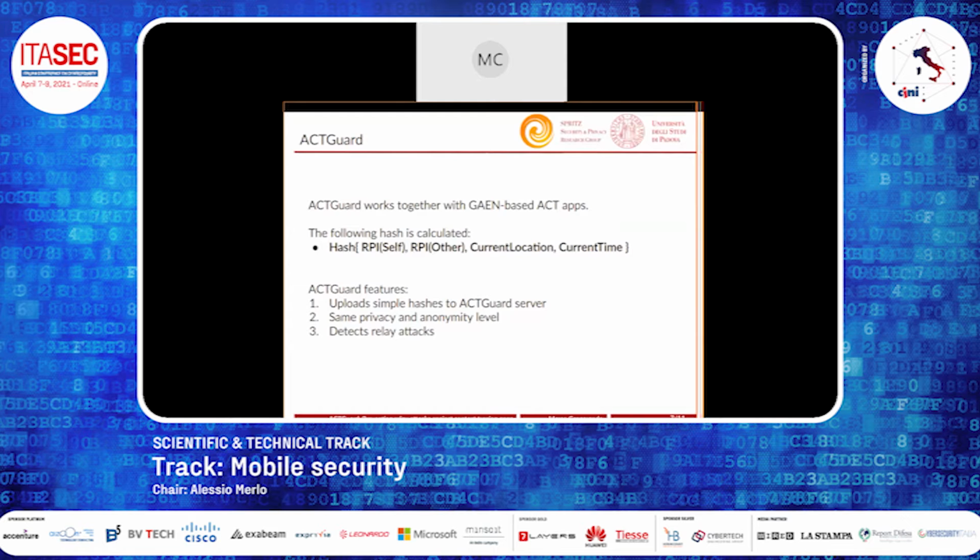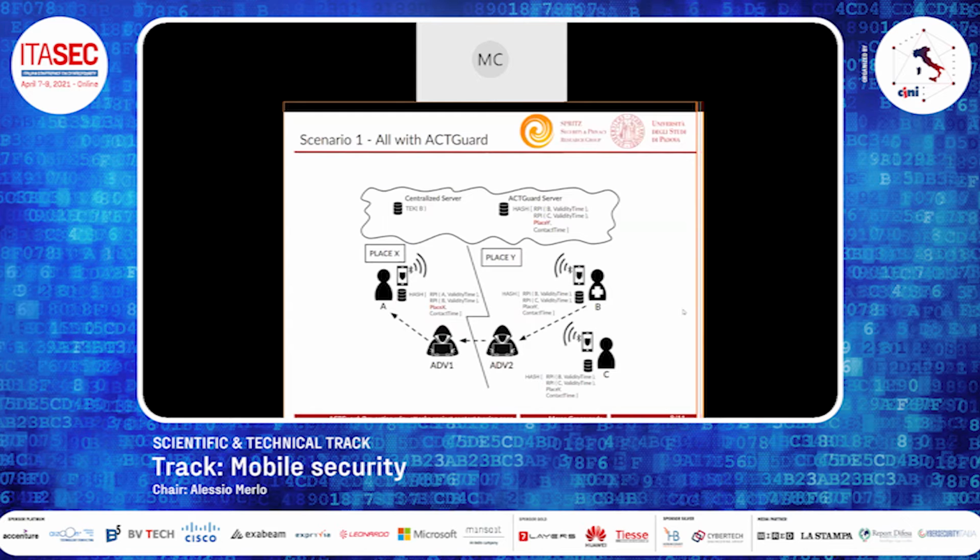So even though we use the current location information from GPS coordinates and the current time, the hashes are not easily reversible. So the information is protected. But thanks to this embedded information, we are able to detect relay attacks. So here's a couple of scenarios in which users now are using ACTGuard. This scenario follows the threat model, so the relay attack is performed as shown before.